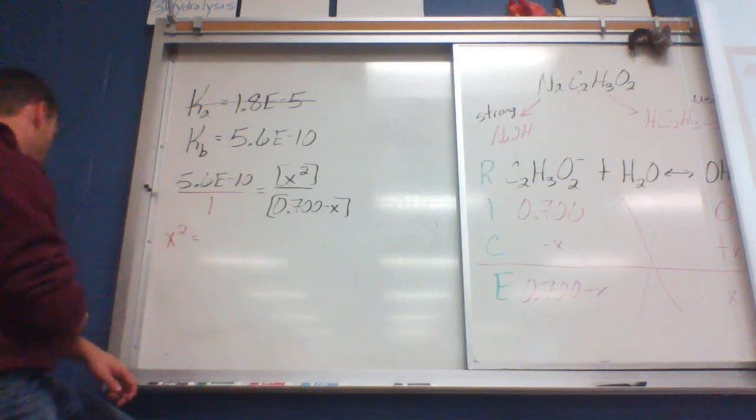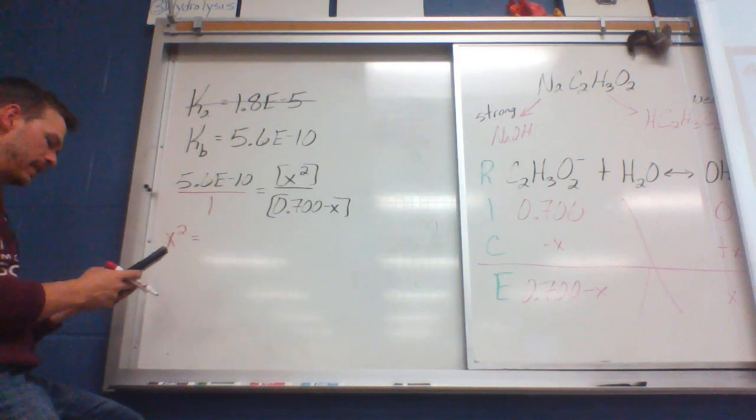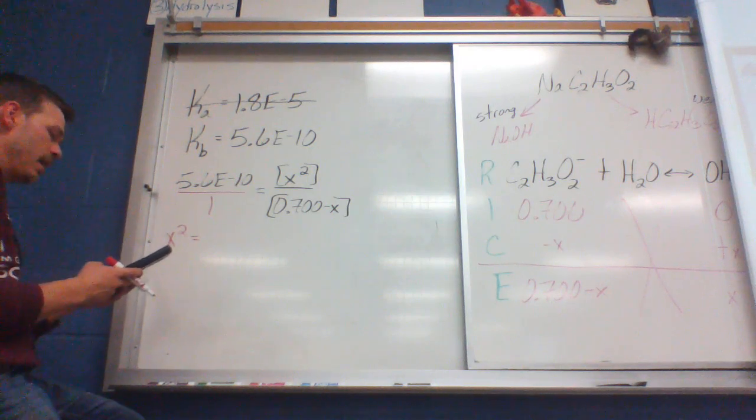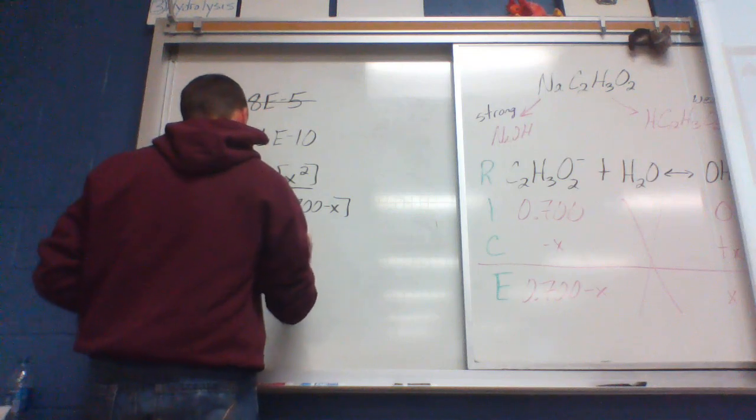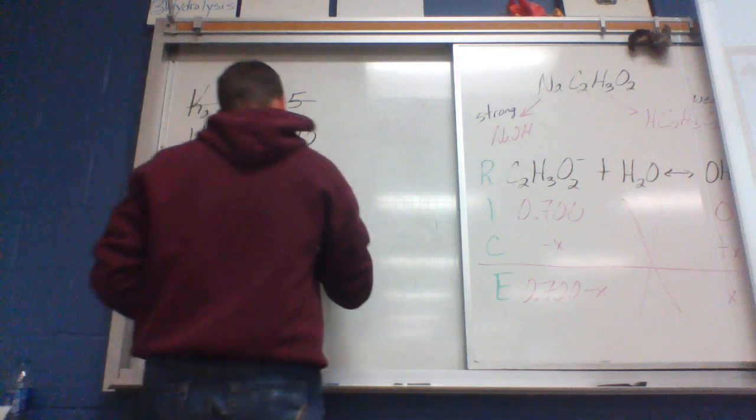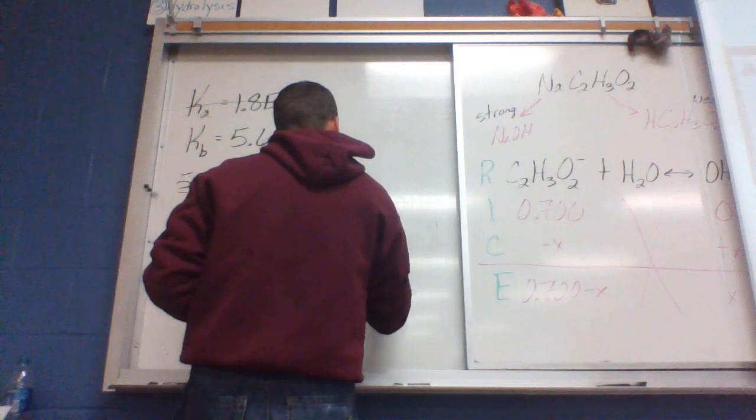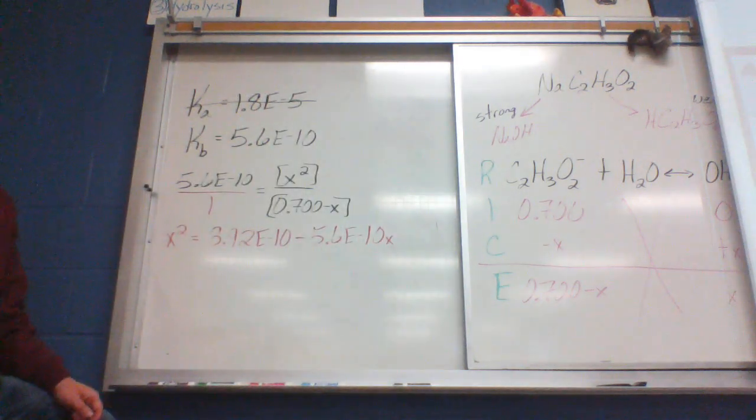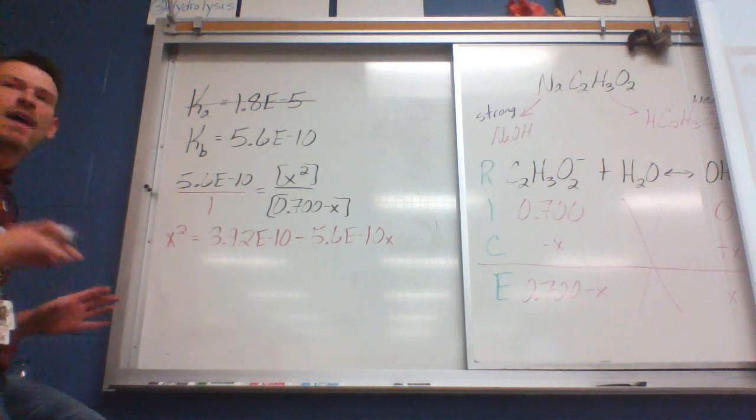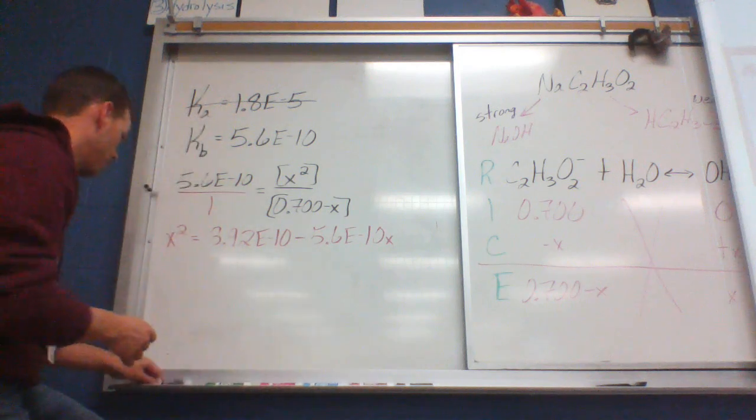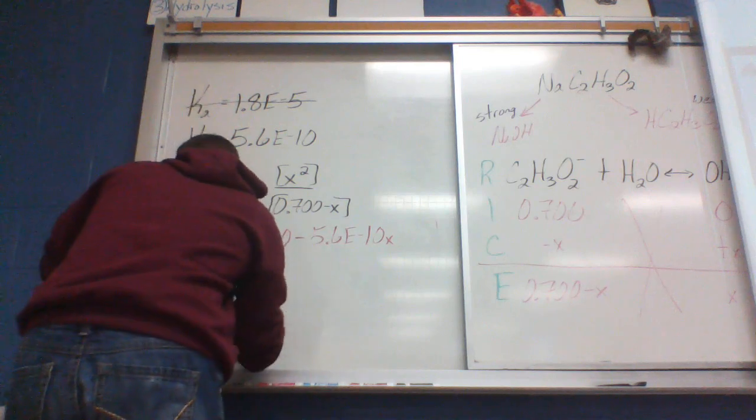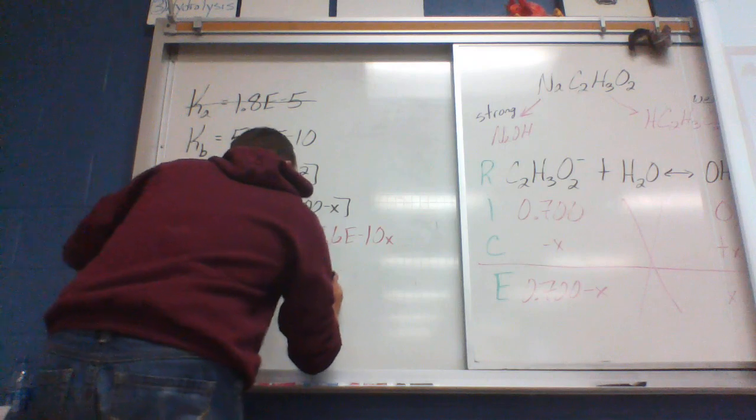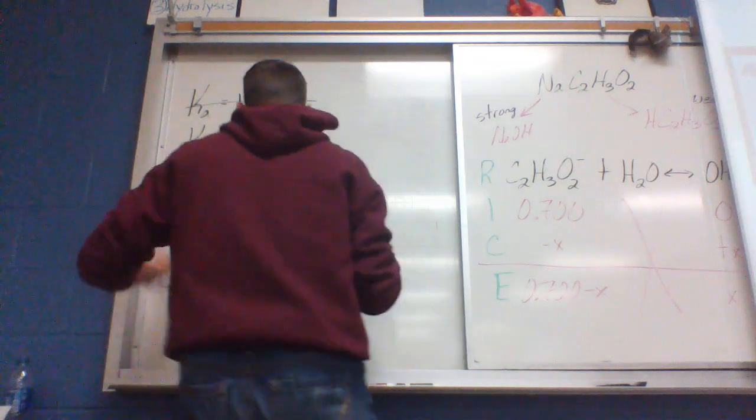If we do, we'll get X squared equals, I need to distribute 5.6 E negative 10 times 0.7. I get 3.92 E negative 10, minus, distribute to the X, 5.6 E negative 10X. Again, stop me if I do something weird. Let's reorganize because it must be 0 equals. So 0 equals X squared plus 5.6 E negative 10X minus 3.92 E negative 10.